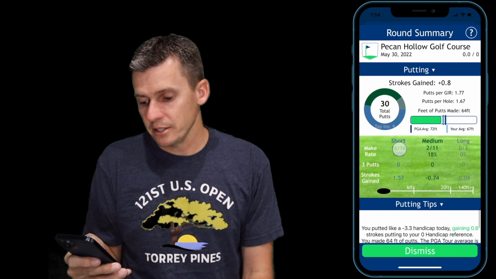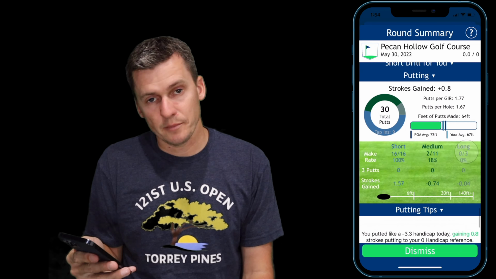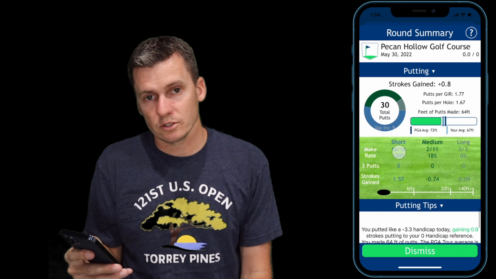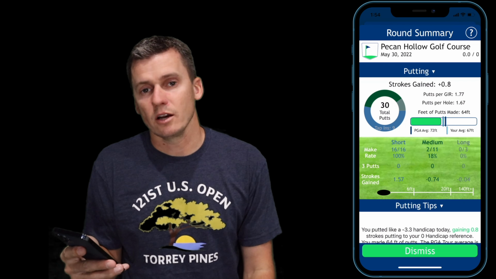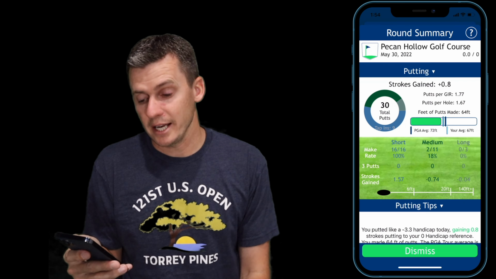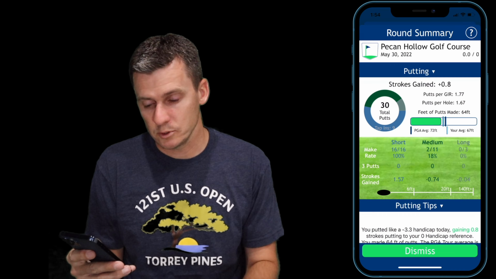Par Golf breaks it really into 3 main categories, which I love because it makes it easy to digest. Short putts, those are less than 6 feet. I didn't miss any, didn't have any 3 putts, gained strokes making all of those putts, and I had a couple that I had to grind over to save pars. That's what keeps the round together.